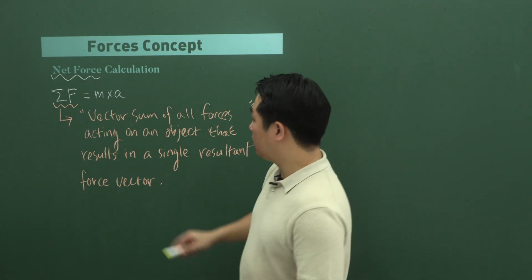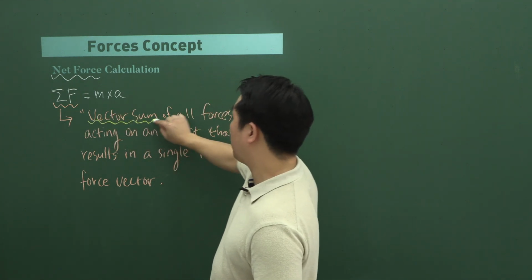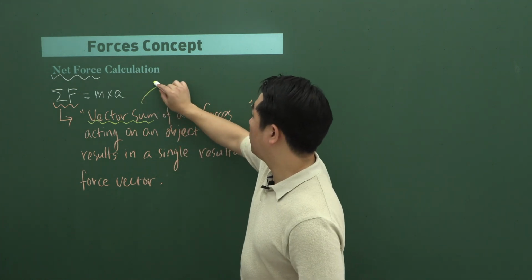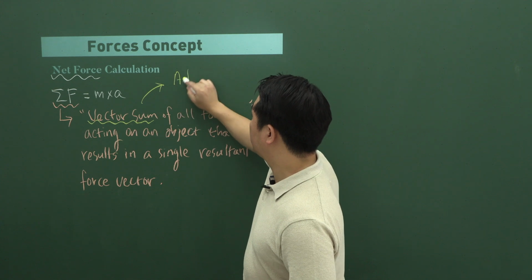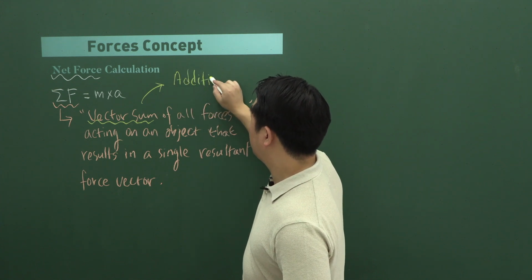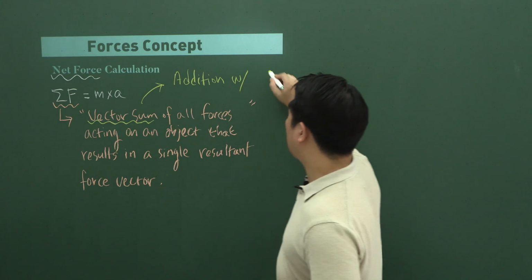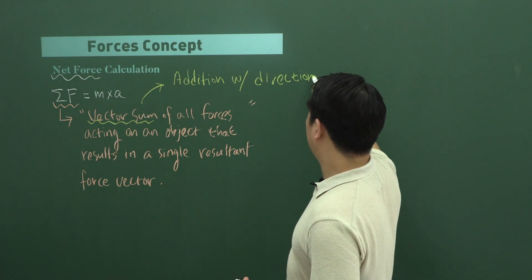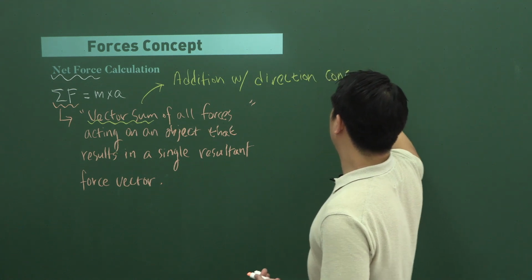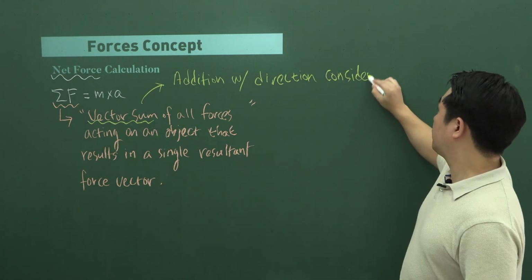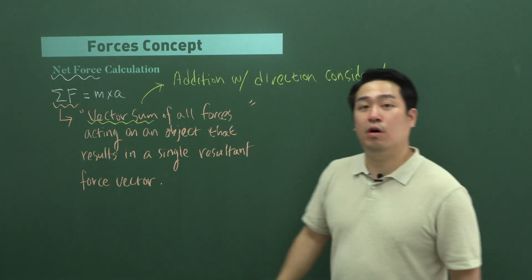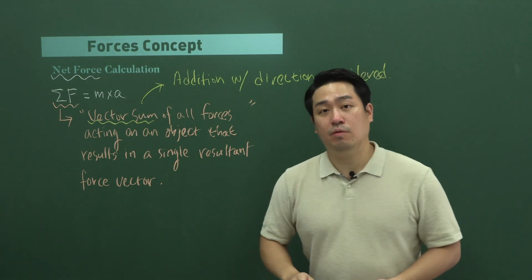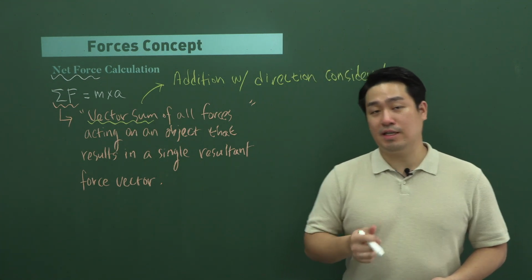So let's take a close look at this term, vector sum. Now, what does the term vector sum really mean? It's simple. Addition with direction considered. Okay, that's what vector sum really means. So in order to understand this concept properly, we're going to take a look at a simple example.